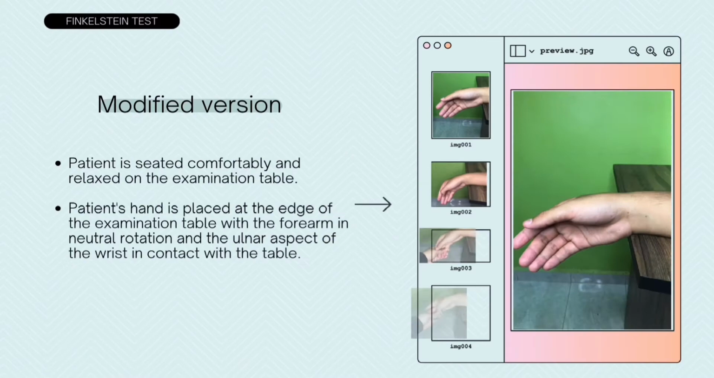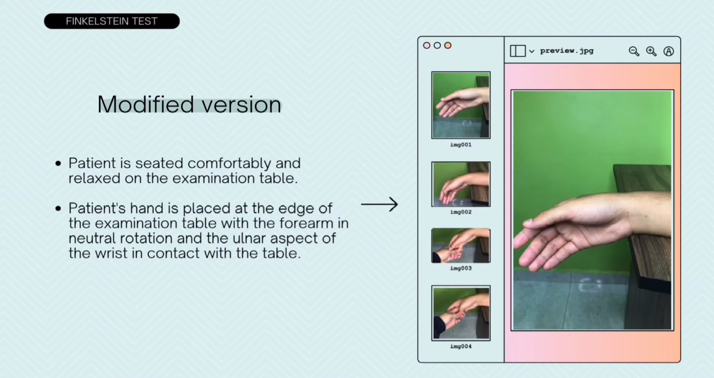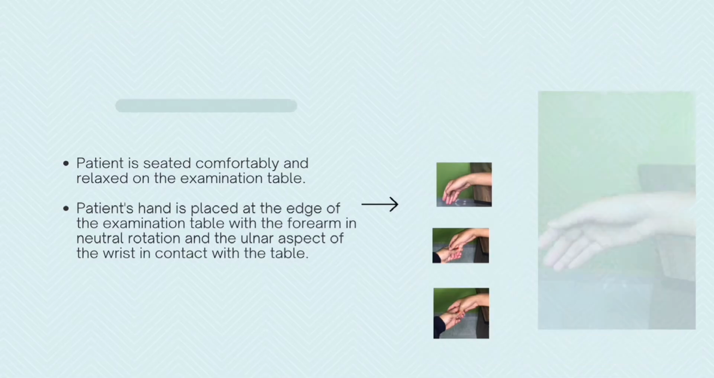For the modified version of Finkelstein test, the patient is required to sit comfortably and relax on the examination table. Then, place the hand at the edge of the examination table with the forearm in neutral rotation and the ulnar aspect of the wrist in contact with the table.